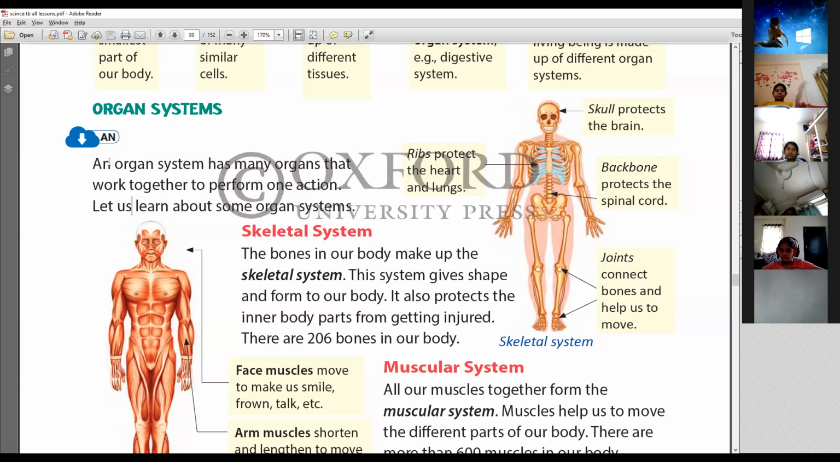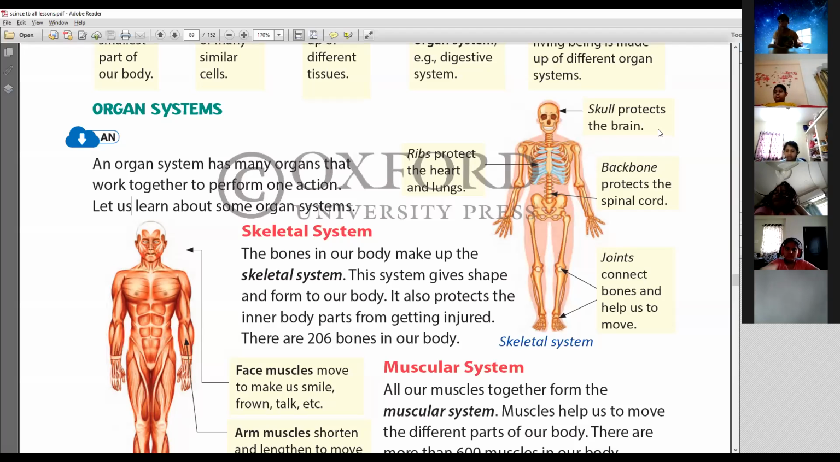An organ system has many organs that work together to perform one action. So now you understand, we have a number of organ systems in our body, which make us an organism. All the systems should work perfectly for us to live. Do you agree with me? And what is the one action they are performing? They give movements to our body, allowing us to eat food, digest food, stay healthy, run, move, sleep, everything. They are keeping us alive, all these organ systems perfectly.